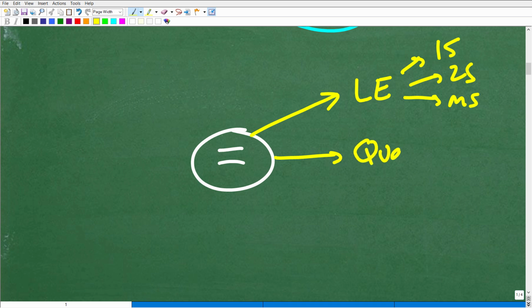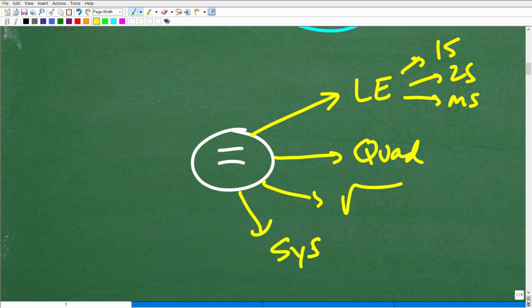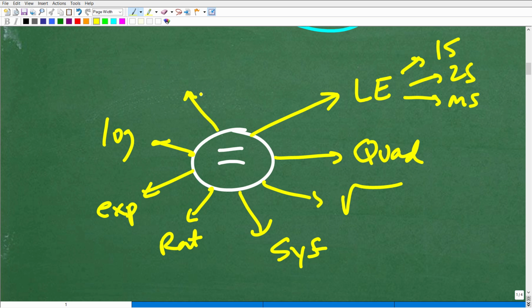Then we have all different sorts of equations. We have quadratic equations, radical equations, systems of equations, rational equations. Then you have things like exponential equations and logarithmic equations. Other things that come to mind: we've got matrices. Anyway, on and on and on. There are all different sorts of lovely equations that you're going to be solving in algebra. So solving equations is a huge part of algebra, and it all starts right here.